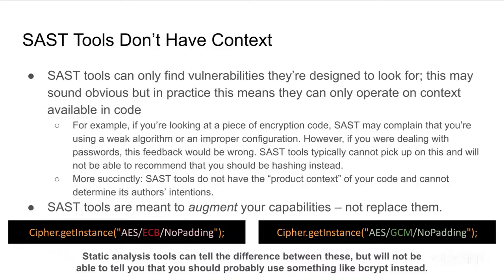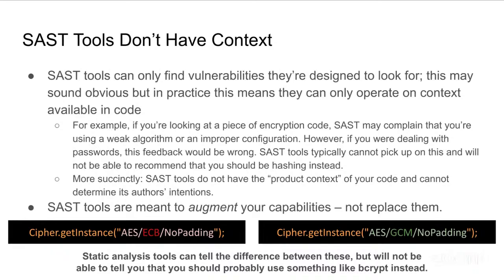So it might actually tell you, hey, you're trying to do some encryption, you should do it in this kind of way. So it'll give you advice on encryption. But what it might not know is that, hey, actually you're dealing with passwords and you shouldn't be encrypting at all. So this is where tools like Semgrep and other SaaS can have some limitations.